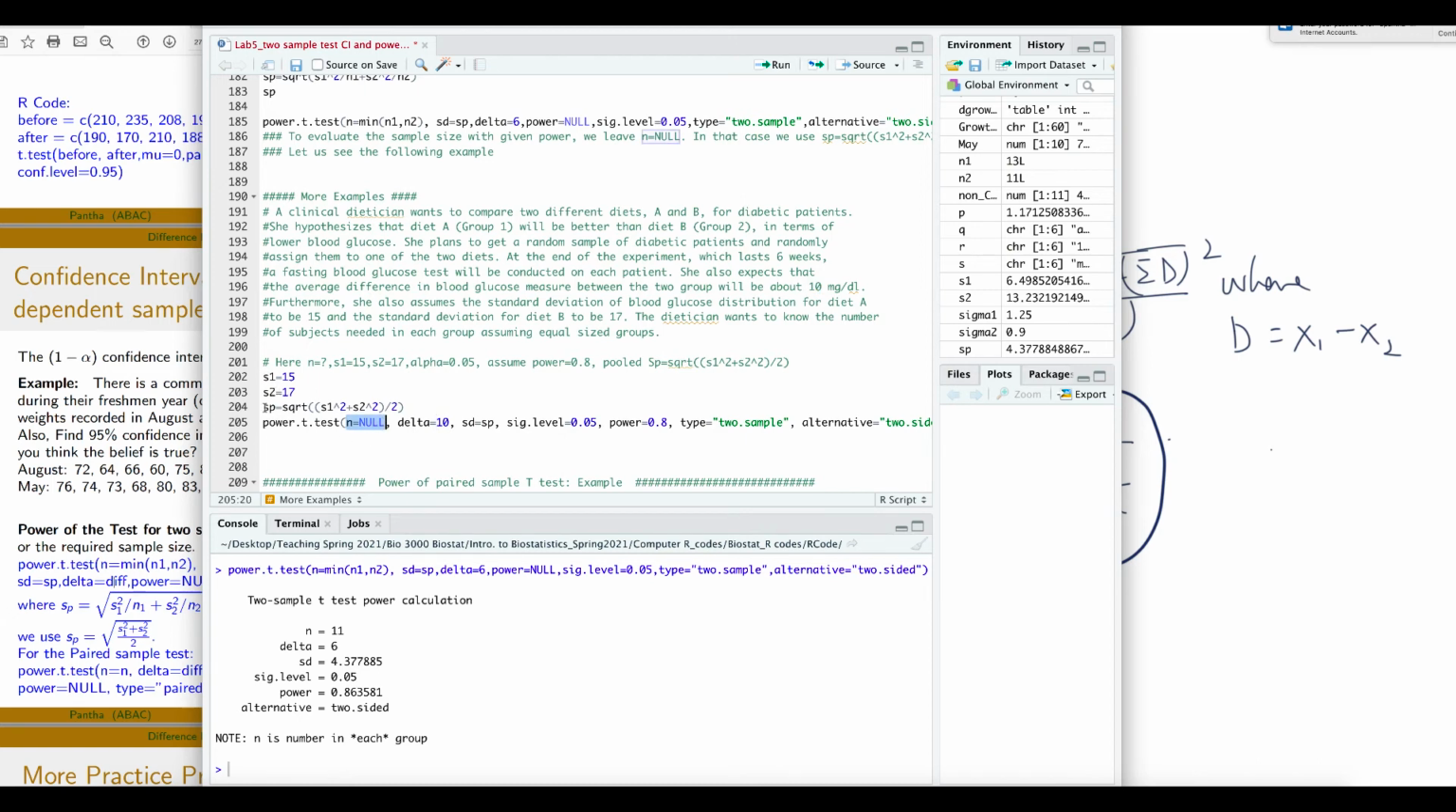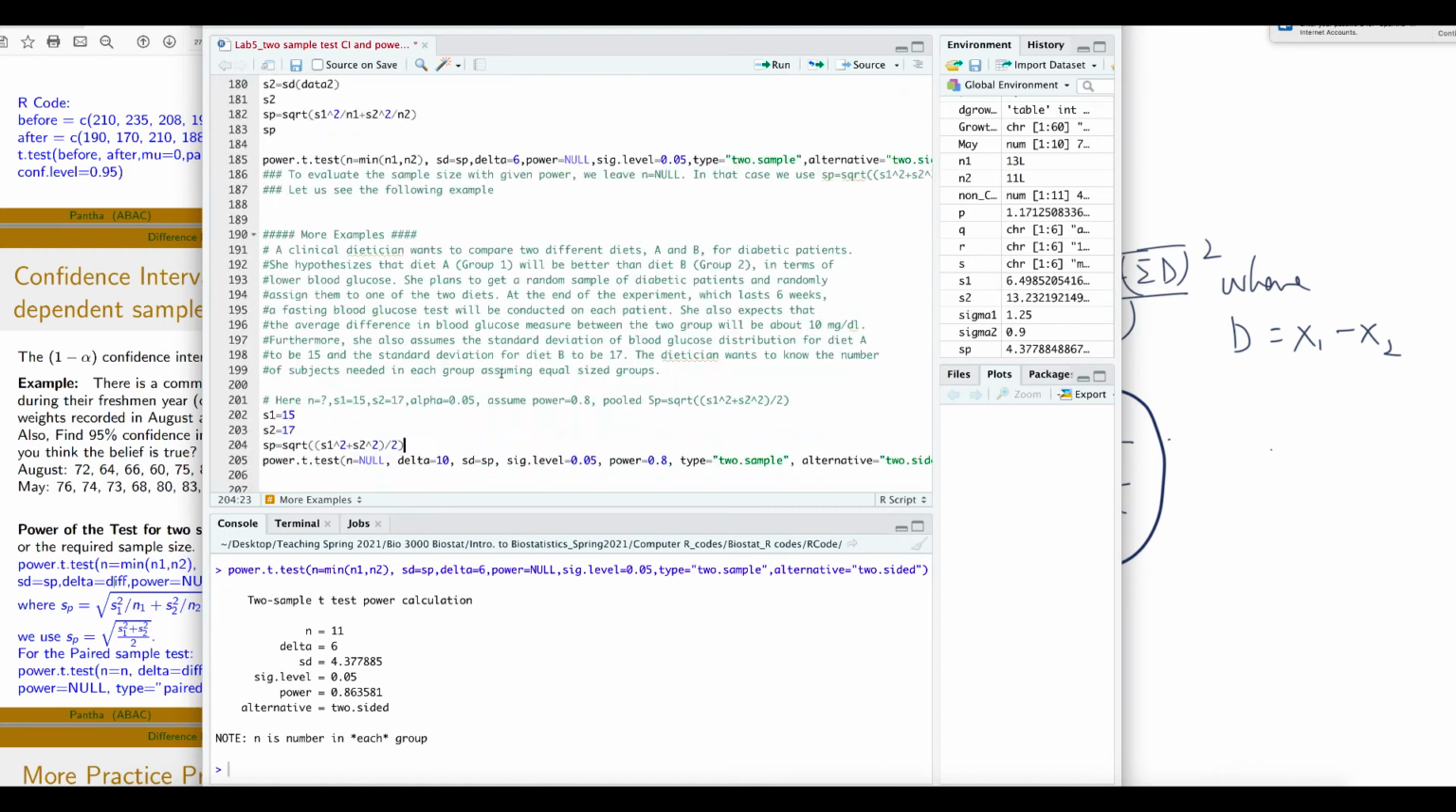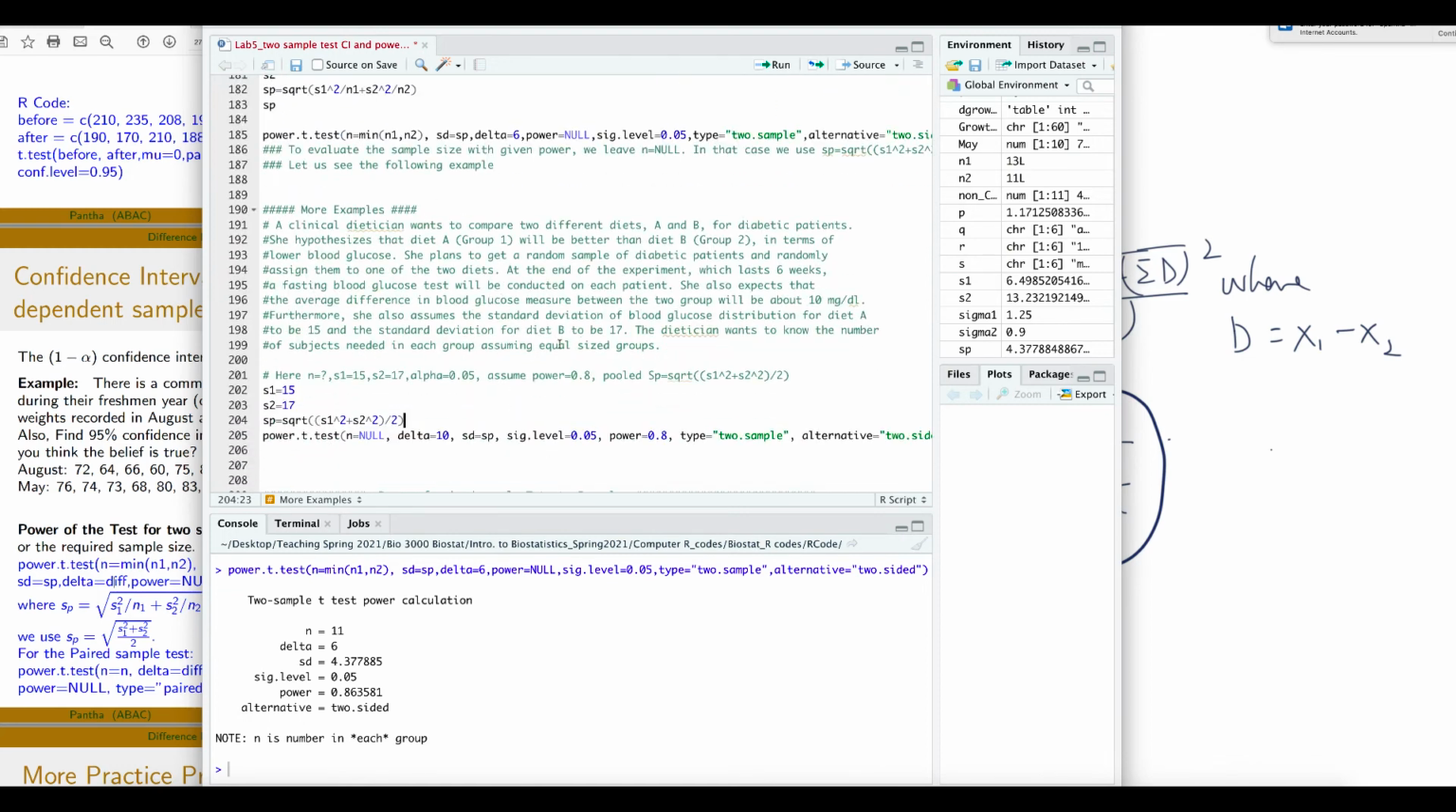S1 and S2 are used to find the pooled standard deviation. Since the pooled standard deviation involves S1 squared over N1 and N2, but we want to find what N1 and N2 should be. So the dietitian wants to know the number of subjects needed in each group, assuming equal sized groups. She wants to select the sample, but she doesn't know what the minimum sample size should be. Let's see what power she wants.